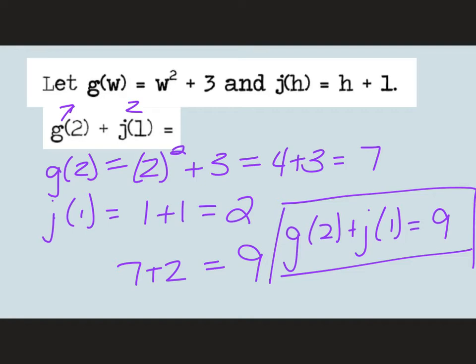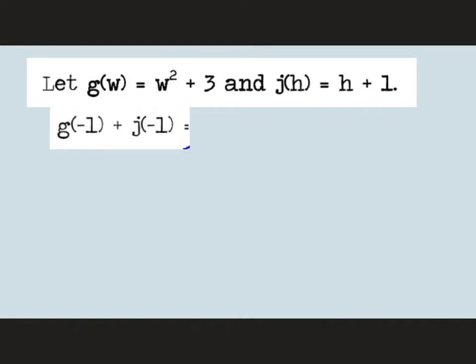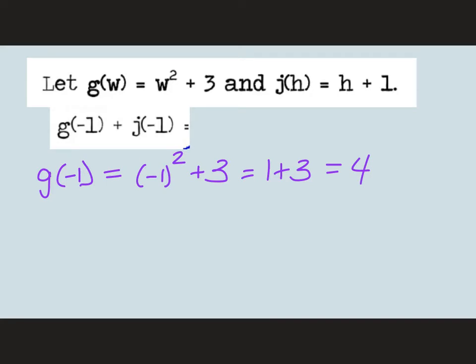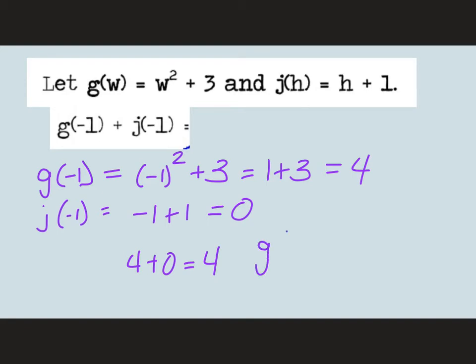Here's another one. So now we're doing g of negative 1. So wherever there's a negative 1, or that w, we're going to substitute a negative 1. Notice I am putting it in parentheses especially because it's negative. Remember, when you square a negative, it becomes a positive. So this would be 1 plus 3, which is 4. Now I'm going to do j of negative 1. So I have negative 1 plus 1, which gives us a value of 0. So then 4 plus 0 equals 4. So g of negative 1 plus j of negative 1 equals 4.